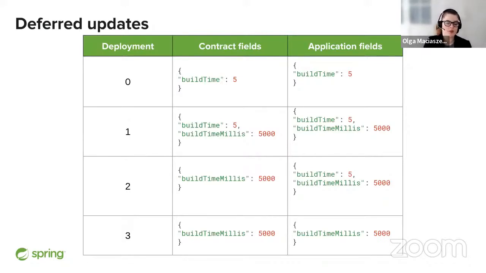And what we do in the case of API is, let's say we have a field where we had build time in seconds. And at some point, we decided that the build time should actually be expressed in milliseconds. So in the contract, we add this field. We still keep the old field, but we add it with the new field in milliseconds. And then in the application, we also have the old field and then the new field. And then after some time, we remove the old field from the contract.